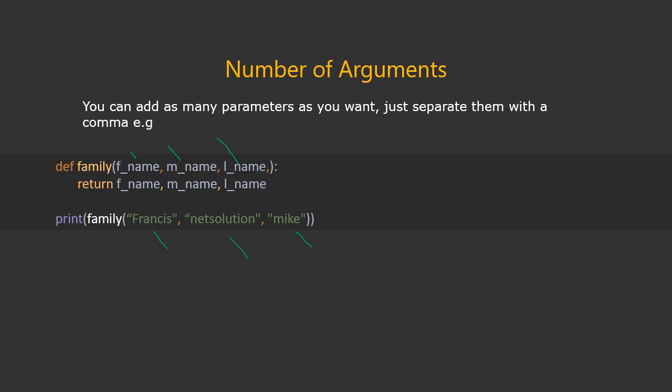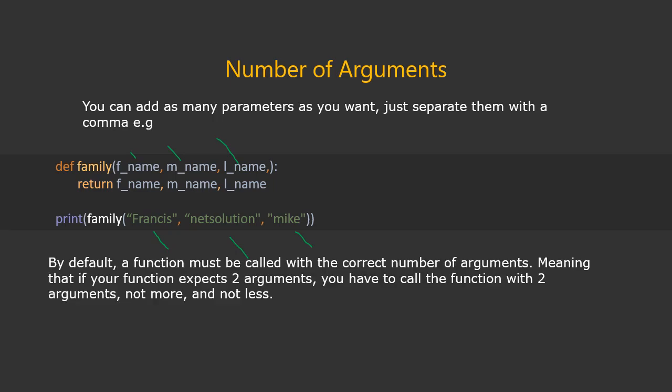Now what happened here is that by default a function must be called with the correct number of arguments, meaning that if your function expects two arguments, you have to call the function with two arguments, not more nor less. Here we have three arguments which is expected for us to call our function with. So when calling the function, we entered three different arguments and also separate them with a comma.